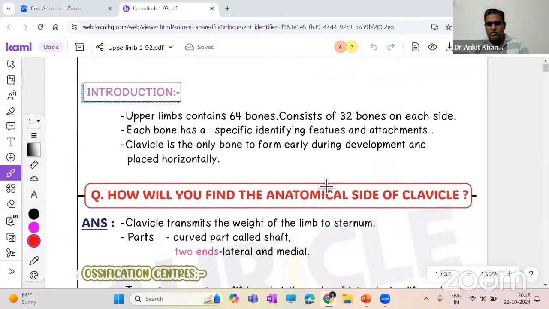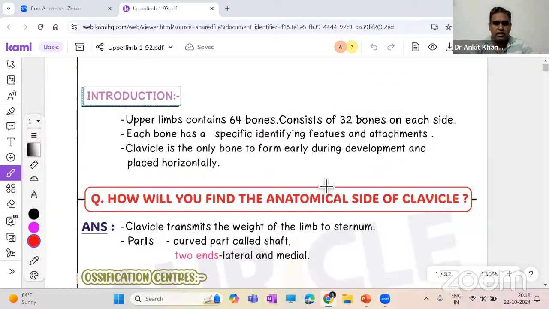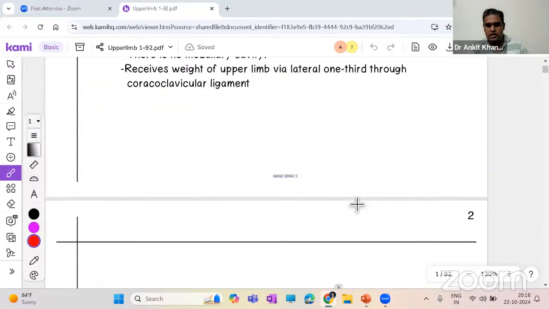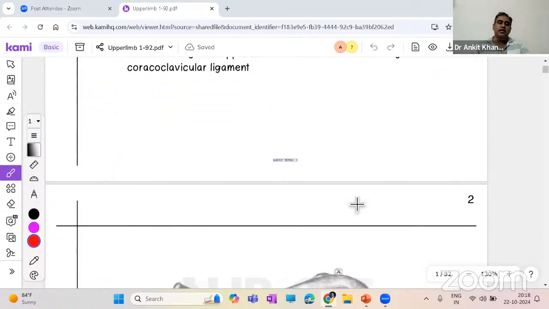So yeah, we are going to start with the clavicle, and then we'll come to the scapula and the humerus. So first things first about the clavicle. Let me take an empty space over here and tell you some important, must-know things about the clavicle, which every medical student should be aware of.